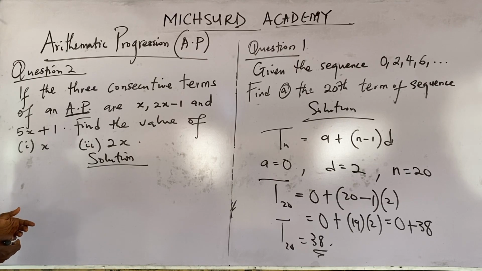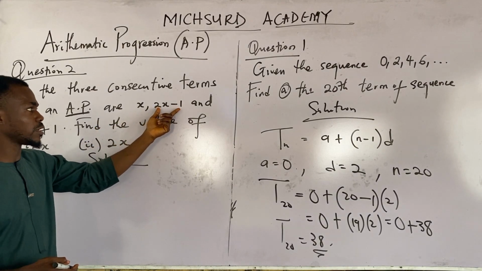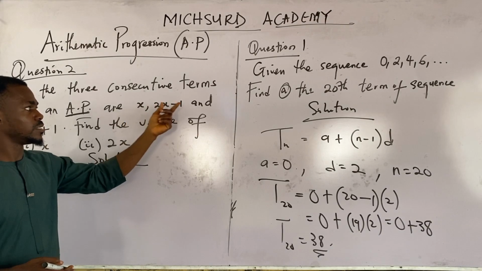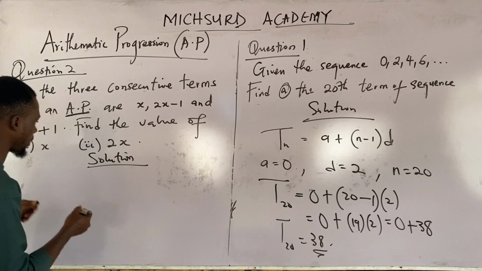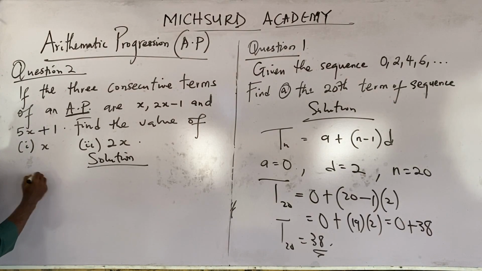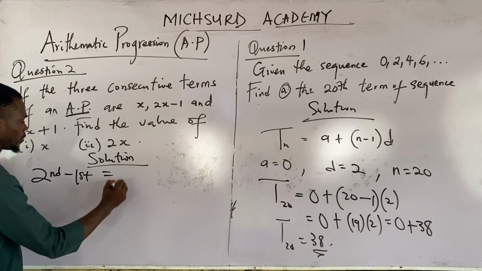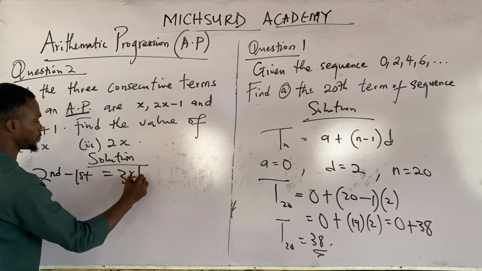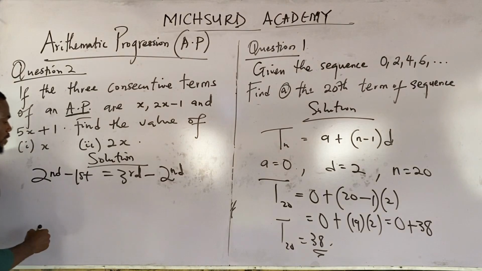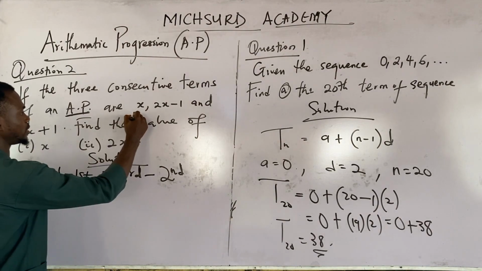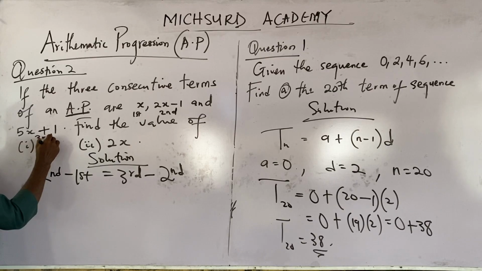So we know that the common difference is going to hold for the second and the first term, and then also for the third term and the second term. So what we are saying is the second term minus the first term should be equal to the third term minus the second term. So the first term is this, the second term is this, and this is our third term.